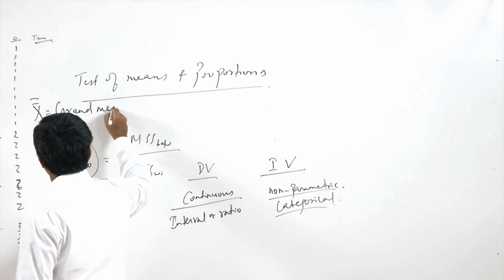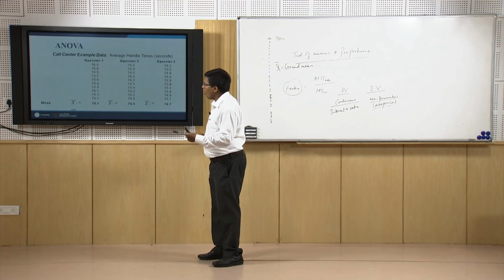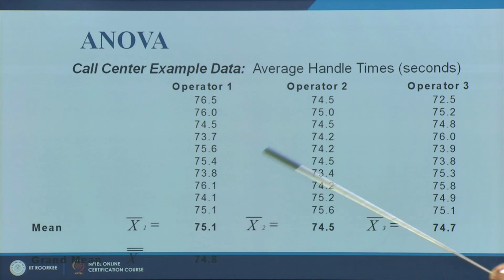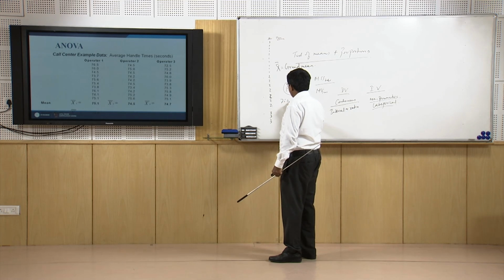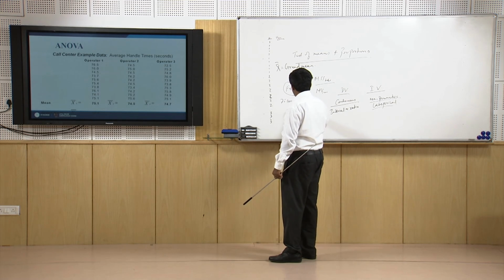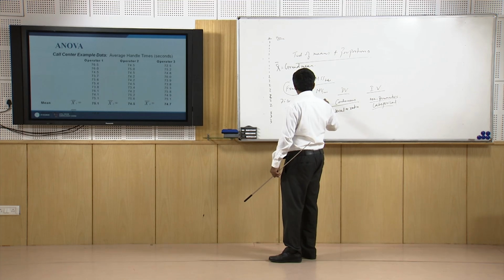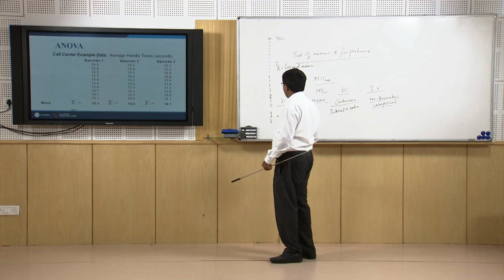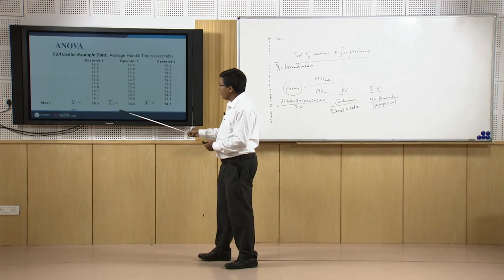The grand mean is the overall mean. Either you can add up all the observations and divide by the number, that is 30 in this case, or you can simply do 75.1 into 10 plus 74.5 into 10 plus 74.7 into 10, divided by 30. If I do this also I can find it. This is my grand mean, which is coming to 74.8.